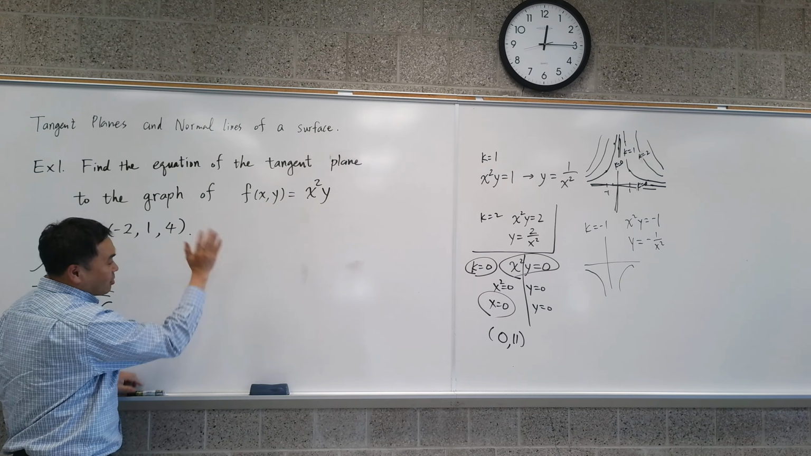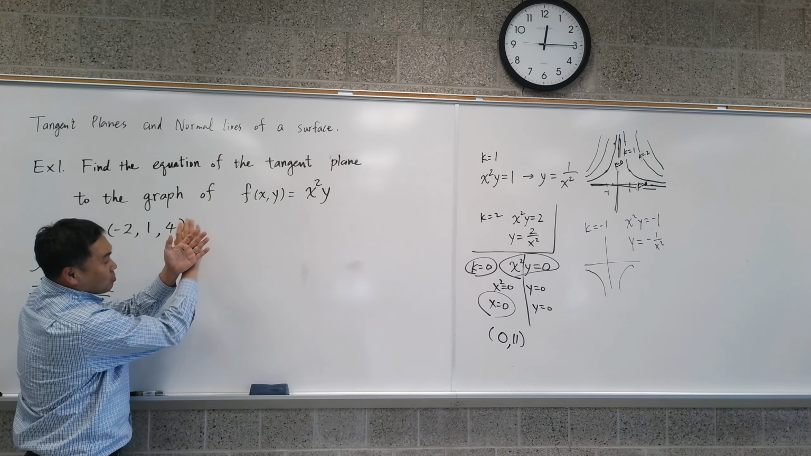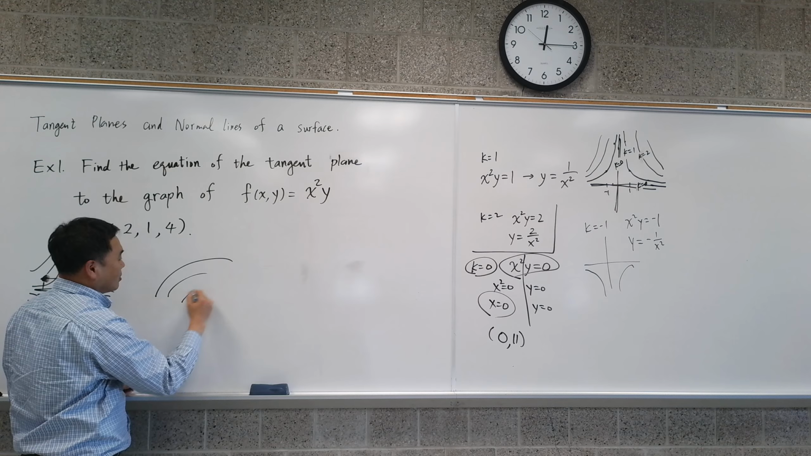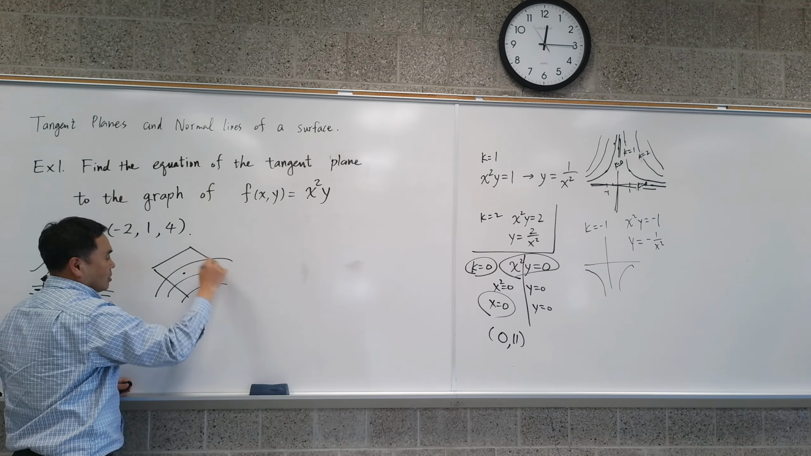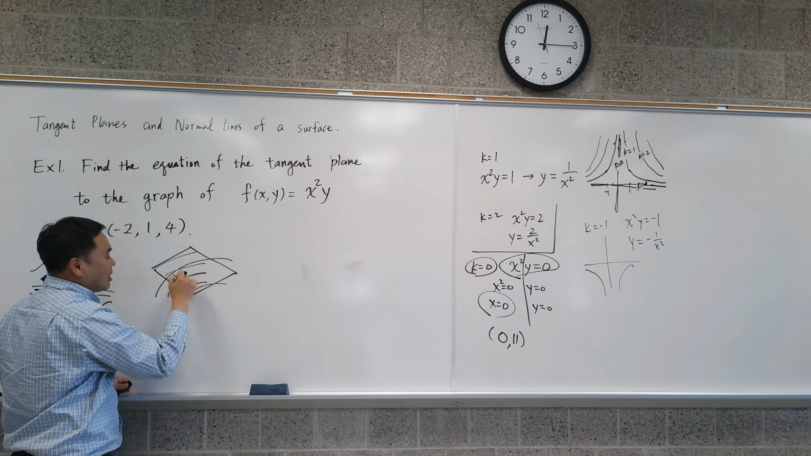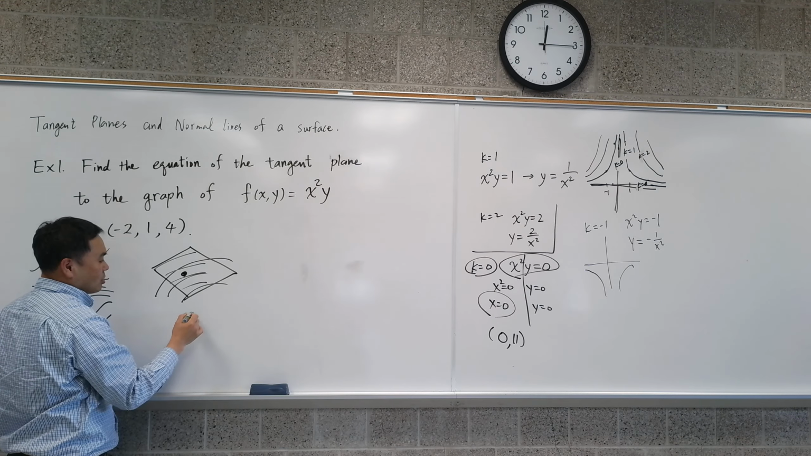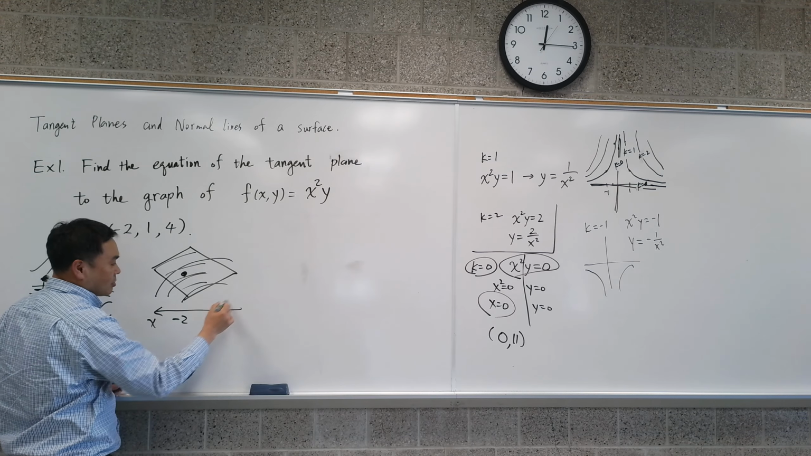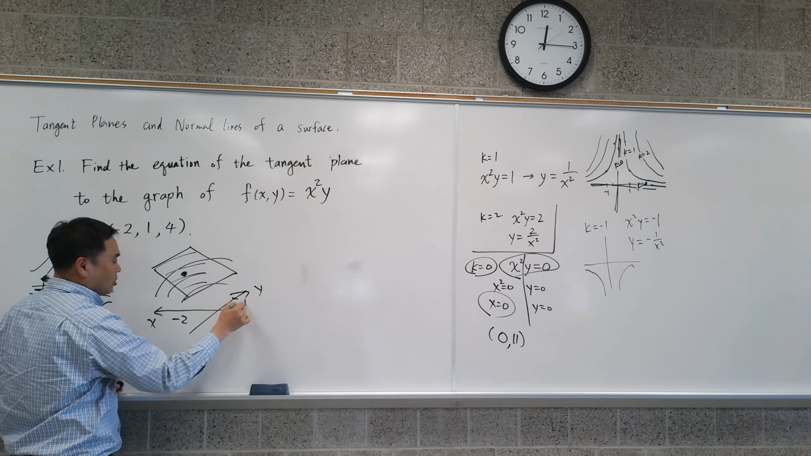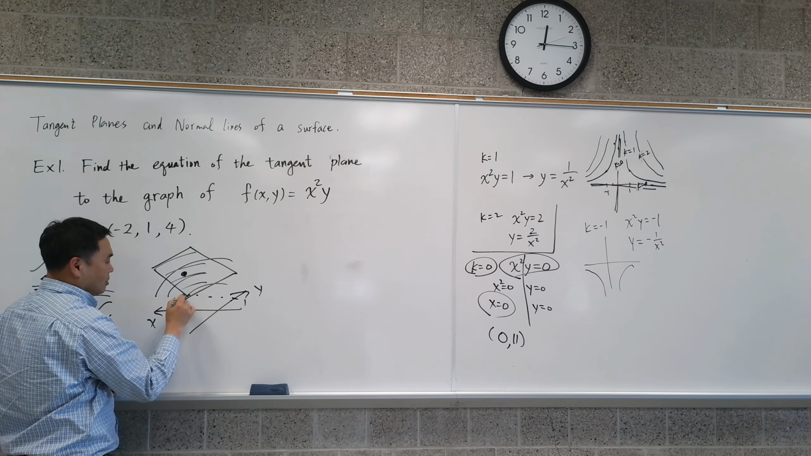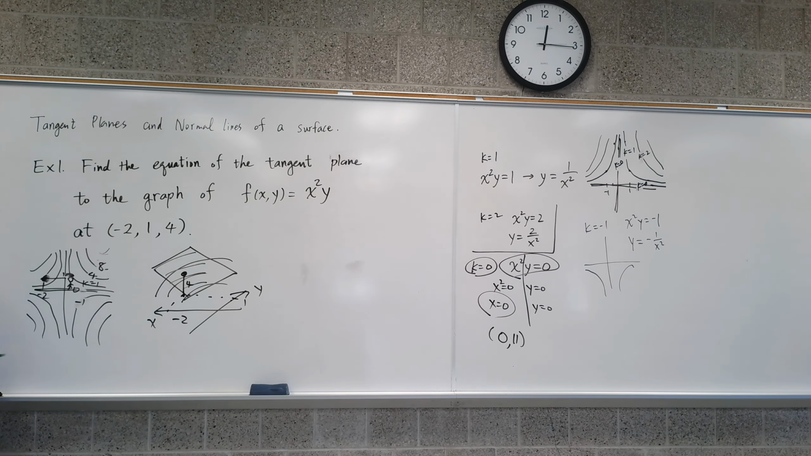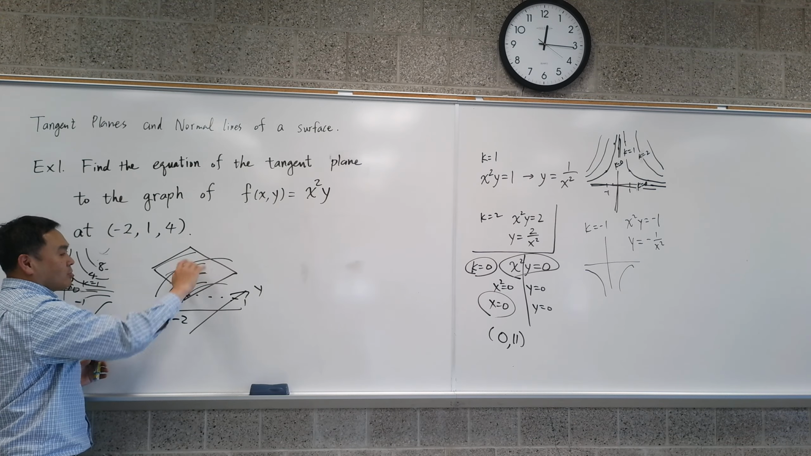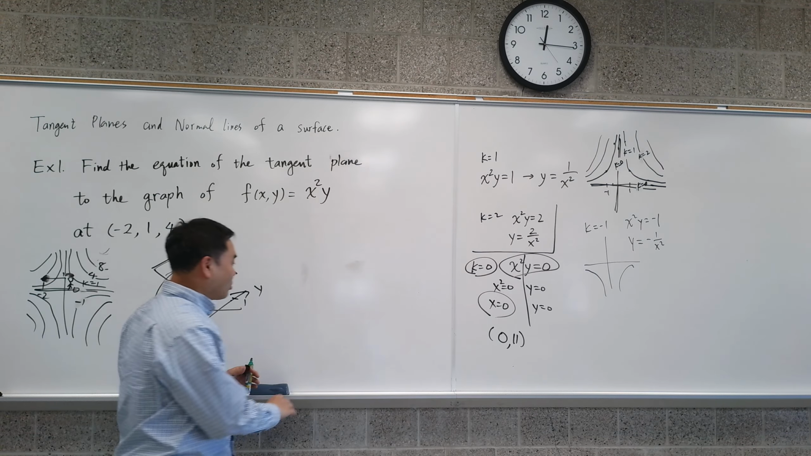I don't know how to draw that shape, but it's some kind of surface here. And the question is asking us to find the tangent plane to the surface. So if you have some kind of a surface, we're looking for some plane that's tangent to that point. Let's say this is negative 2, 1. Here's the x direction, and that's the y direction. Here's 1, and then up it's this 4. That's the place where you are. So there's some surface, and you're trying to find the equation of the plane.